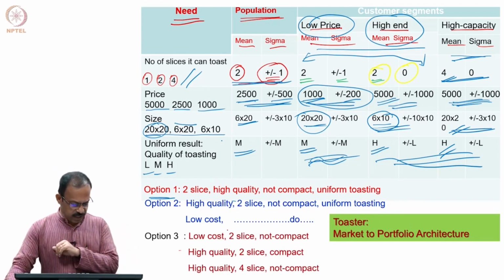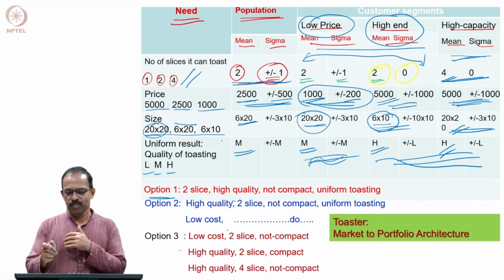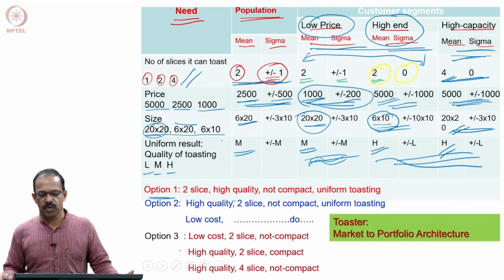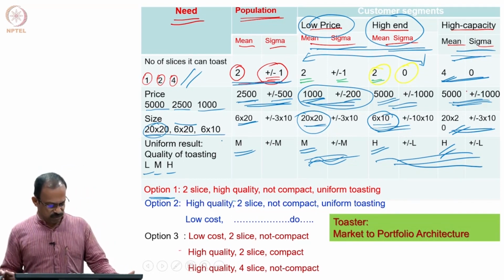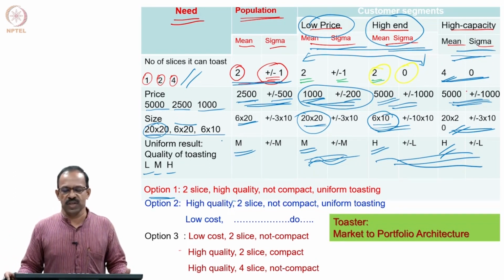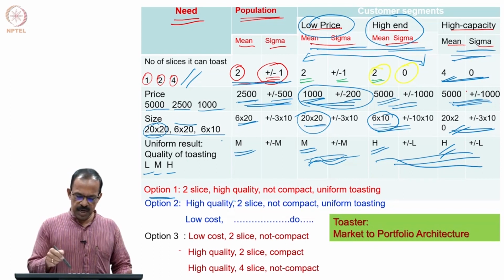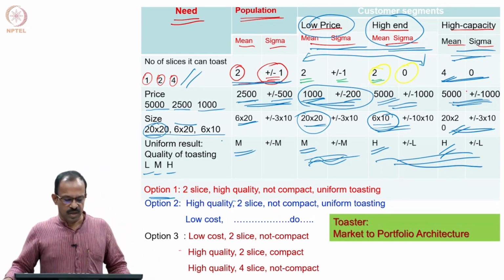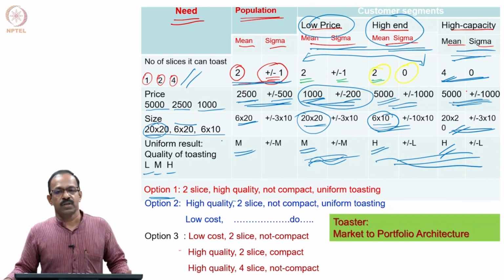And then if they have option 3, of course, for each segment they can have one product. So, one product for the 4 slice, and for the other 2 segments, 4 slice and 2 slice, one high quality and one low cost. This way the company will be able to meet the requirements of the customer population by introducing 3 products in the market.